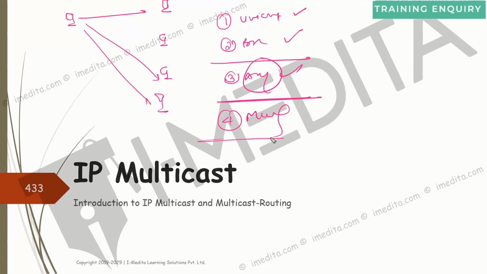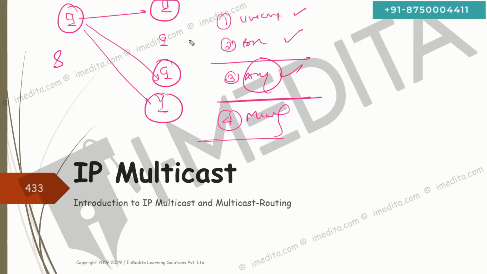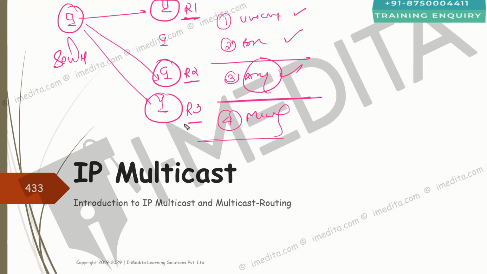So multicast is a technique. Multicast in both IPv4 and IPv6 is a technique to send the traffic to multiple yet specific destinations. There is a sender, there are multiple receivers, but these are specific receivers. This is receiver number 1, receiver number 2, receiver number 3. There is one sender and there are 3 receivers.